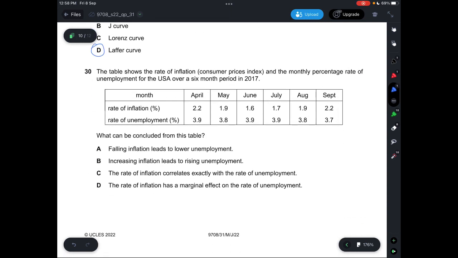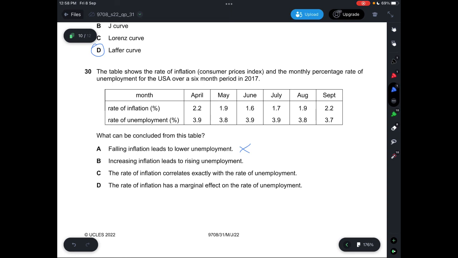Question 30, the table shows the rate of inflation, consumer prices index, and the monthly percentage rate of unemployment for the USA over a 6-month period. What can be concluded from the table? So you can see here, A says falling inflation leads to lower unemployment. So the inflation rate decreases for a while, and then it increases back again in September, but the real unemployment is almost the same, 3.8, 3.9. So A is not correct.